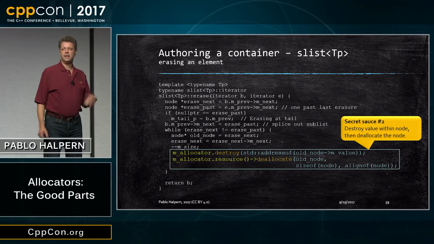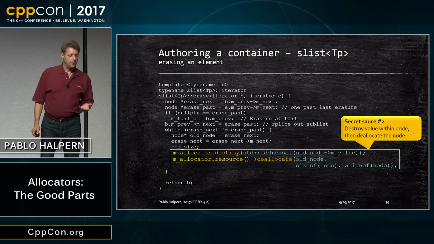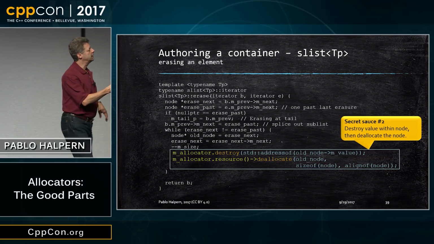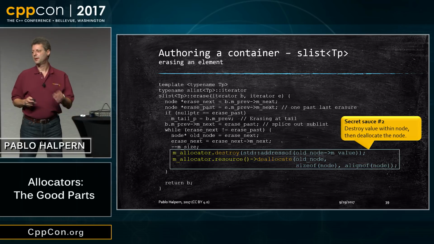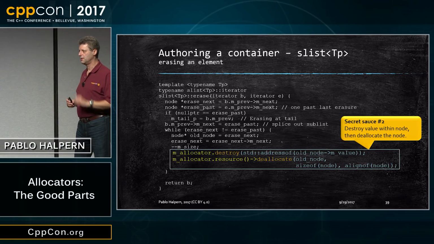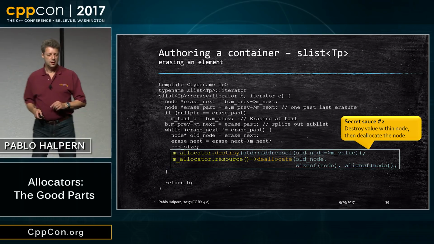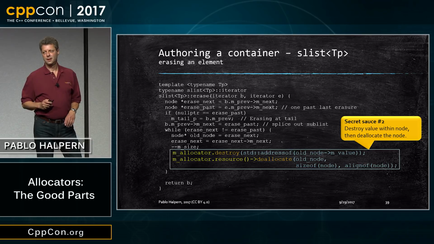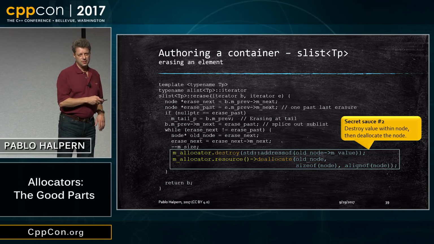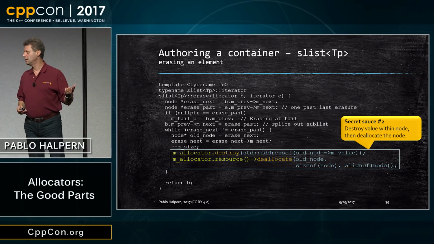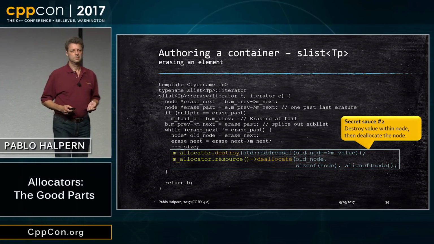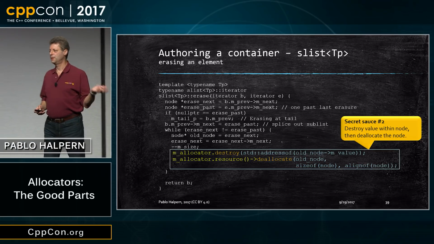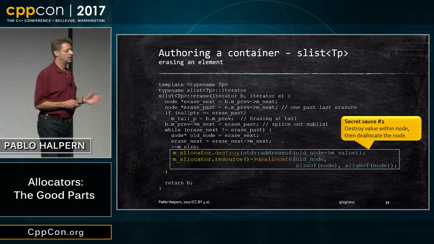The erase is the inverse. We call destroy. Notice that we're using addressof. The reason we're using addressof is in case your element type has an overloaded operator ampersand, we don't want to use it. We want the actual real address of the thing. And that's what addressof does. So we destroy the object at that address. That's the element. And then we deallocate the node. So exactly the inverse of what we did in the insert case. Destroy doesn't actually do any magic, but it's symmetrical, so use it. It just calls a destructor.